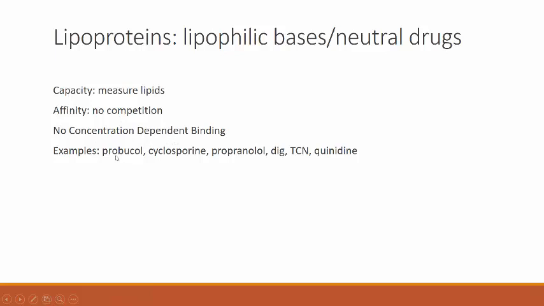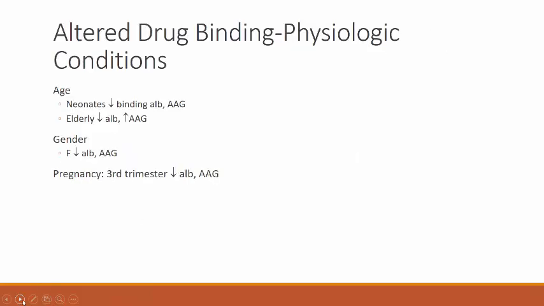Drugs that are bound to lipoproteins are probucol, which is an anti-cholesterol drug, cyclosporin, which is an immunosuppressant used in transplant patients, propranolol, which is a beta blocker used for hypertension and lots of other things, digoxin, which is a drug used mostly for atrial fibrillation, but it can be used for other things, tetracycline, which is an antibiotic, and quinidine, which is an older anti-arrhythmic that you don't use much anymore.